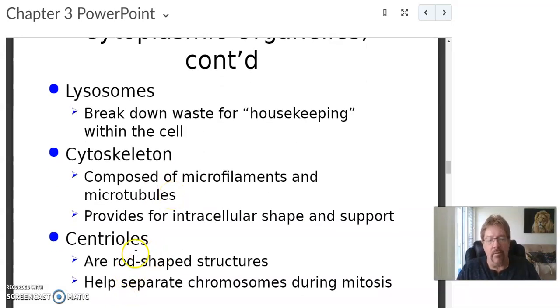Centrioles, rod-shaped structures that function during cell division, which is called mitosis. Now, we'll be going into this in some detail very soon in a future video. So centrioles are active in mitosis, which is cell division, and that's all.